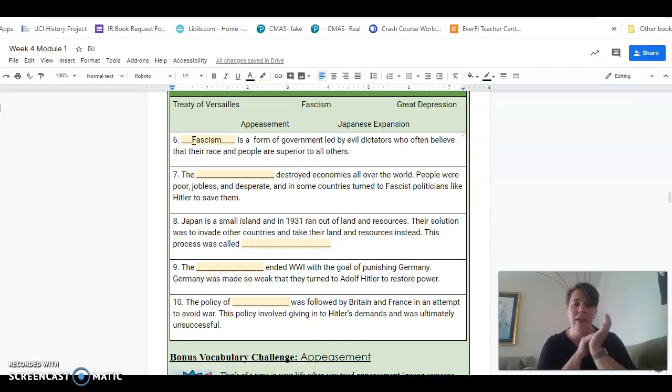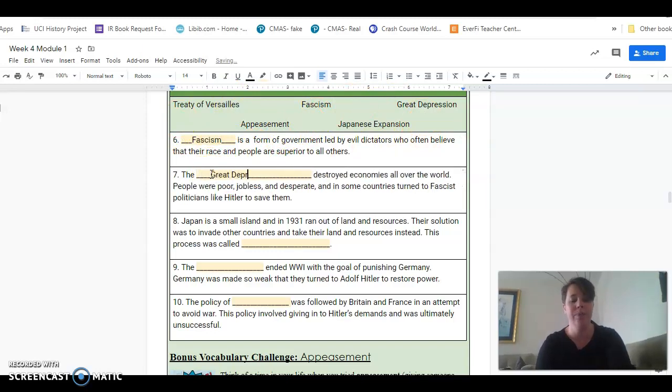All right, number 7. The blank destroyed economies all over the world. People were poor, jobless, and desperate, and in some countries turned to fascist politicians like Hitler to save them. Which of these fills that in? I know that it is the Great Depression. So I would fill in the Great Depression in that blank.